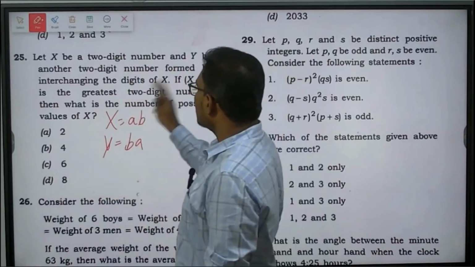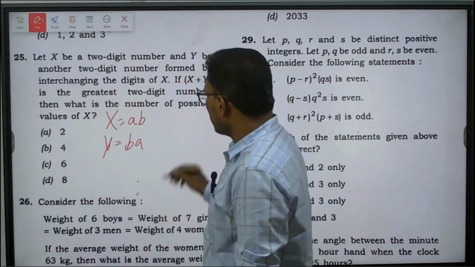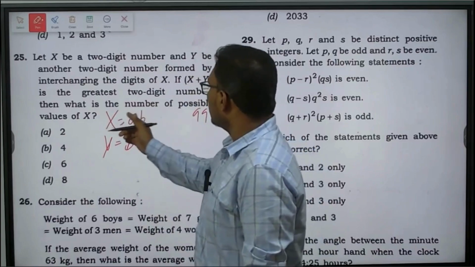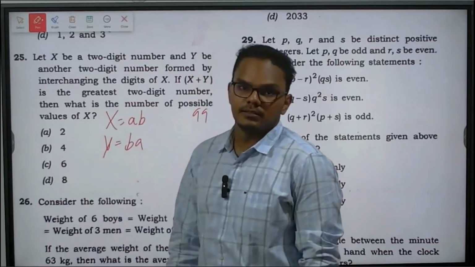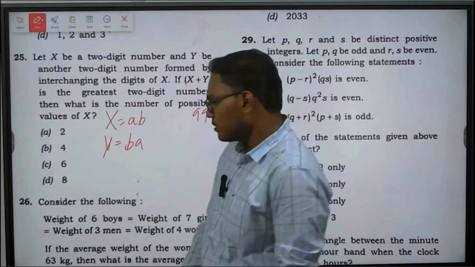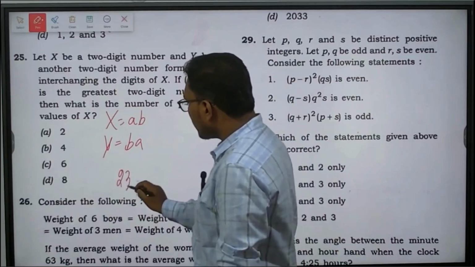Okay. Now, if x plus y is the greatest two-digit number, what is the greatest two-digit number? The greatest two-digit number is 99. What is the number of possible values of x? Now they're not asking what is the value of x, they're asking the number of possible values. So, okay, now here comes a trick. See, 23, how will you write 23?